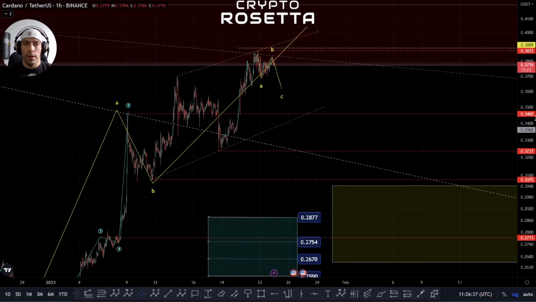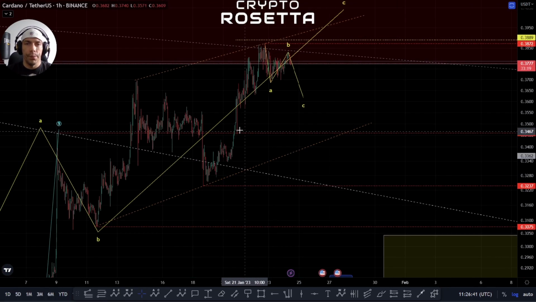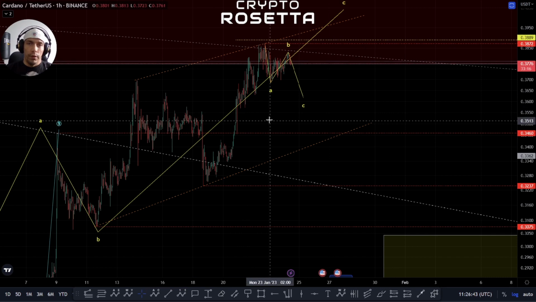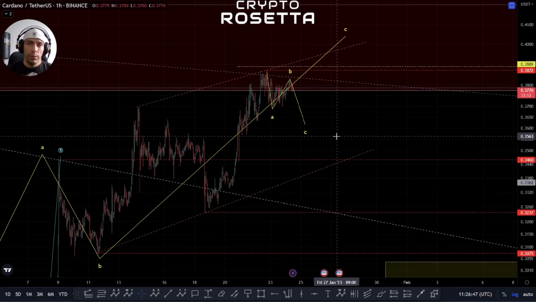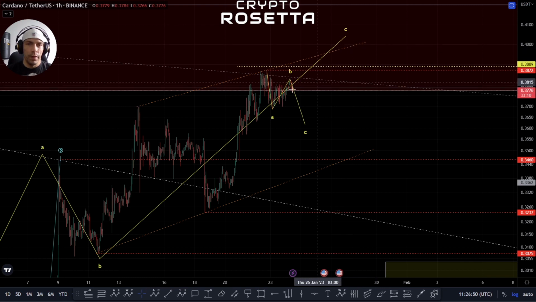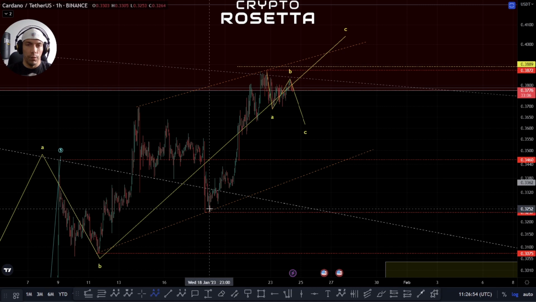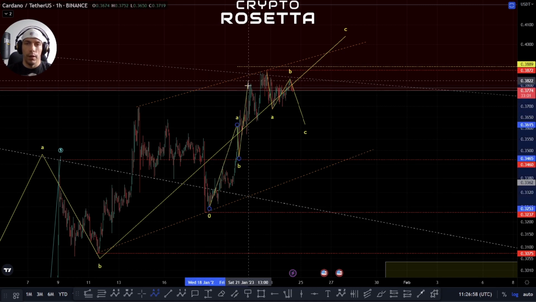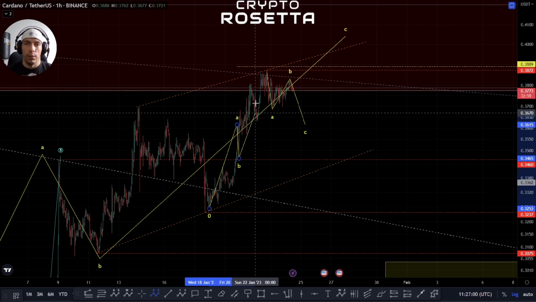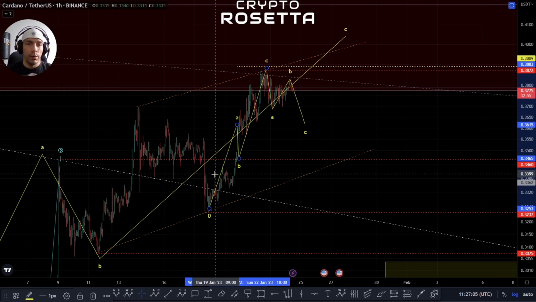So we need to just be careful. The only thing I don't like about this is I don't really like counting this last move as a zigzag so far anyway. It is possible, but the way you would have to count it as a zigzag would be basically from here into this low here, and then looking at this whole move here as a diagonal 1, 2, 3, 4, 5 into this high. And that would be completed.